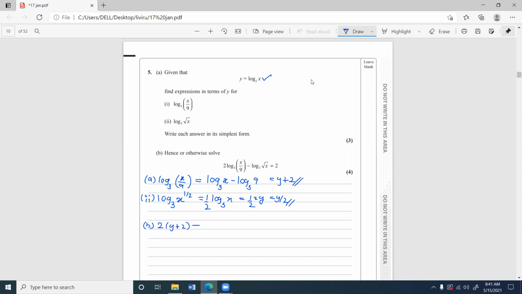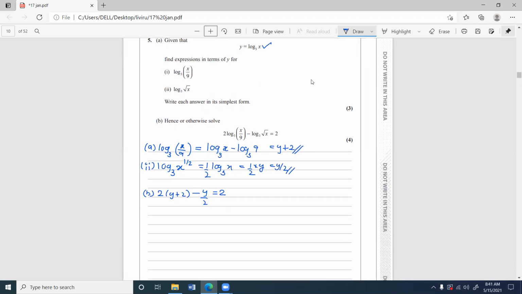Minus this part is over here. That is y over 2 is equal to 2. So we will try to simplify this. What you get here is 2y plus 4 minus y over 2 is equal to 2. If you simplify this, it turns into 3 over 2 y is equal to minus 2. With that you get the answer y equals minus 4 over 3. Minus 4 over 3, right?